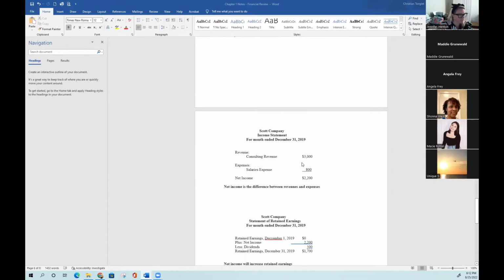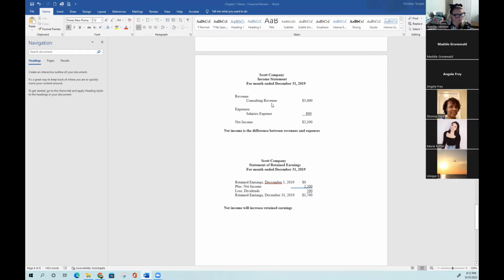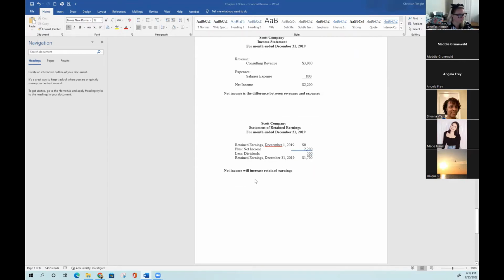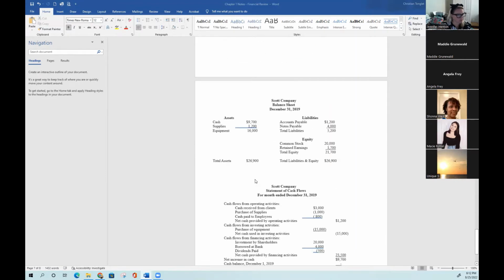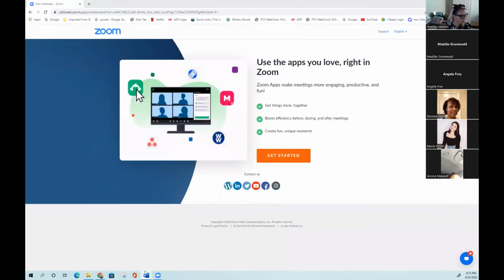So this is a little example of an income statement. We just have some revenue, expenses, and the net income. On the test, you'll have to be able to identify out of several accounts which ones are which. These are just examples of what the other statements look like. All right, so that was the notes for chapter 1, and let's look at chapter 2.